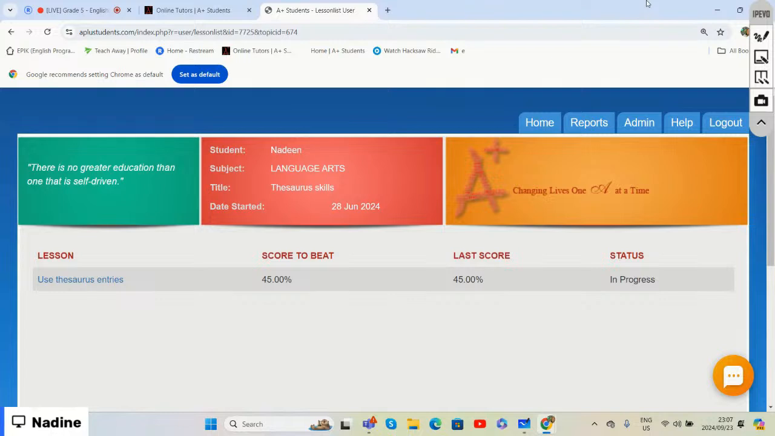And then the guide words will be the first word on the page and the last word on the page, and every other word in between will be in alphabetical order. So now we're going to be talking about the thesaurus skills.